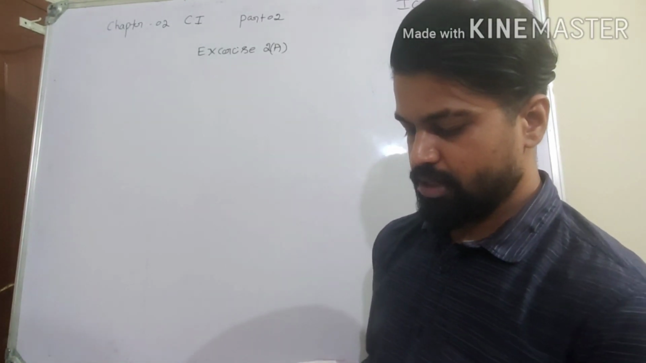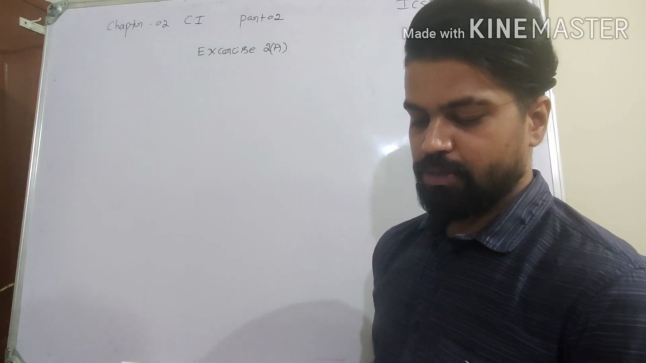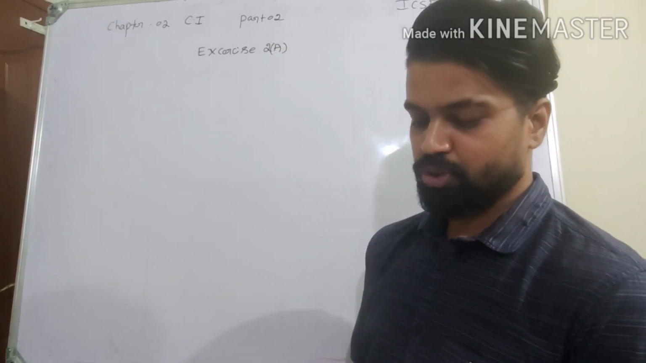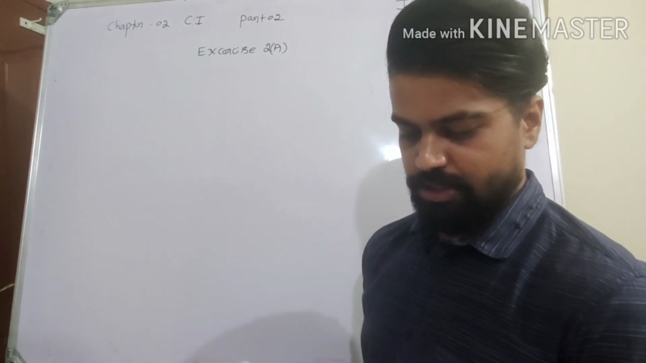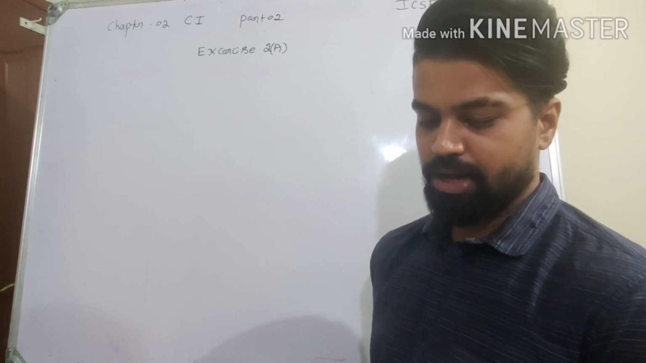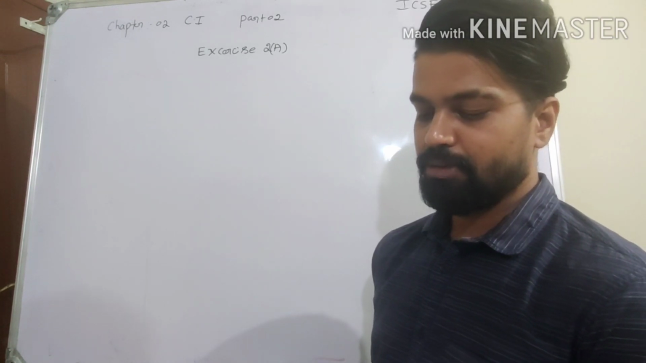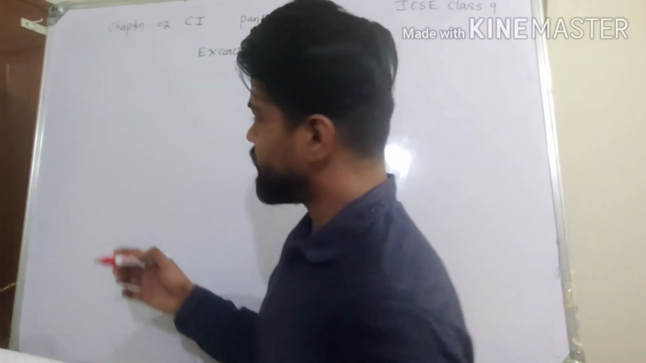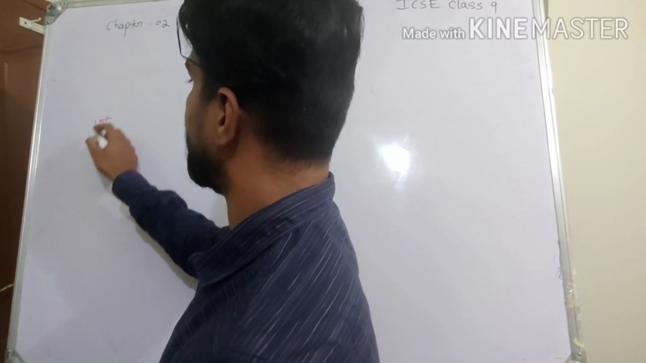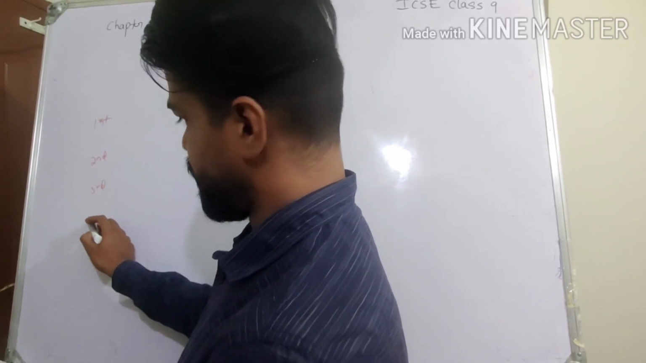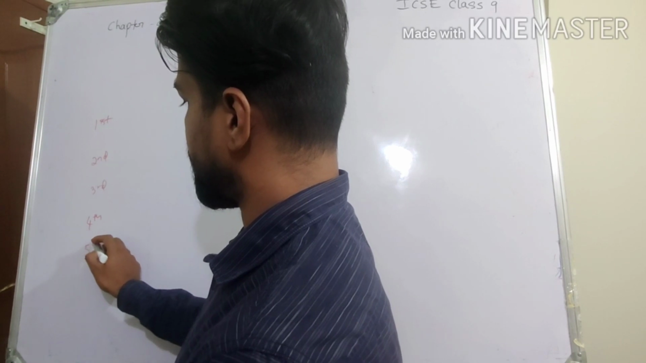The first question, Exercise 2A, says 16,000 is invested at 5% compound interest, compounded per annum, and use the table given below to find the amount in 4 years. The table is given. For the first year they have calculated; the second, third, fourth and fifth we are going to calculate.